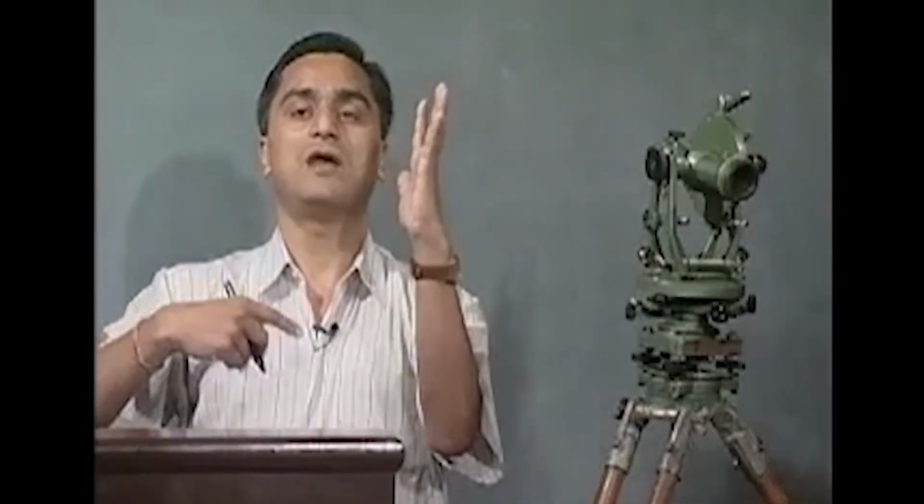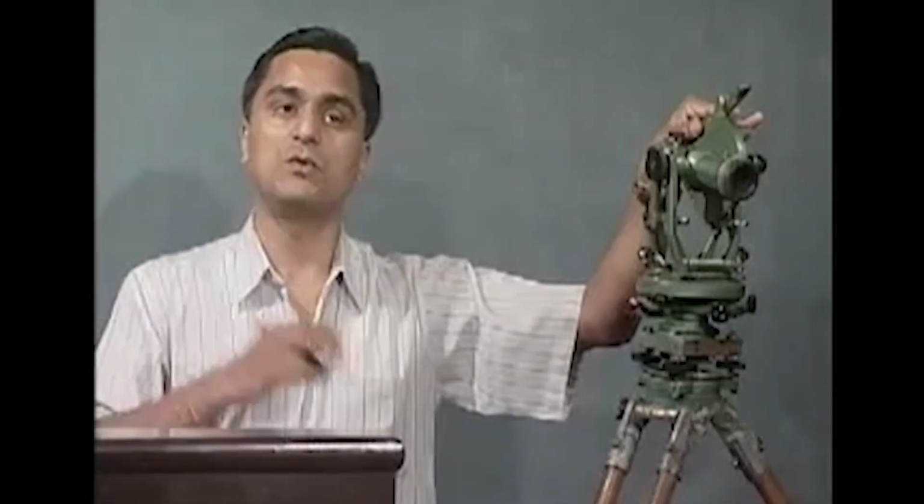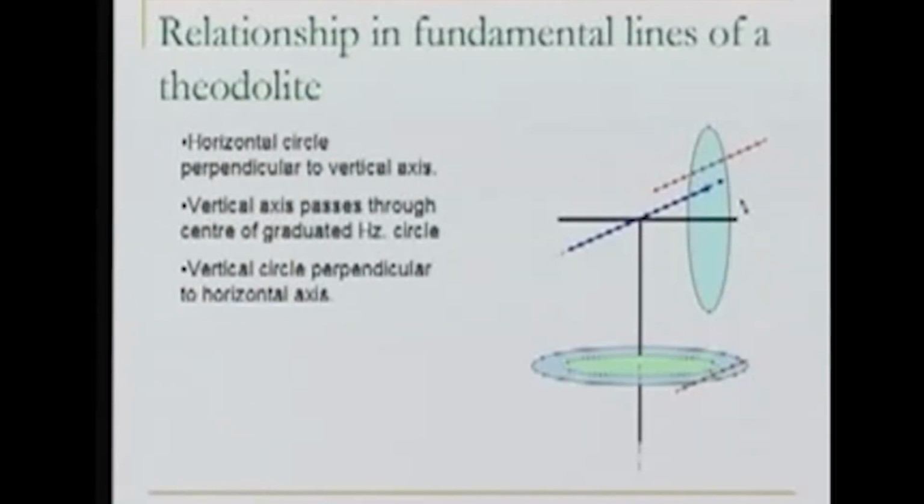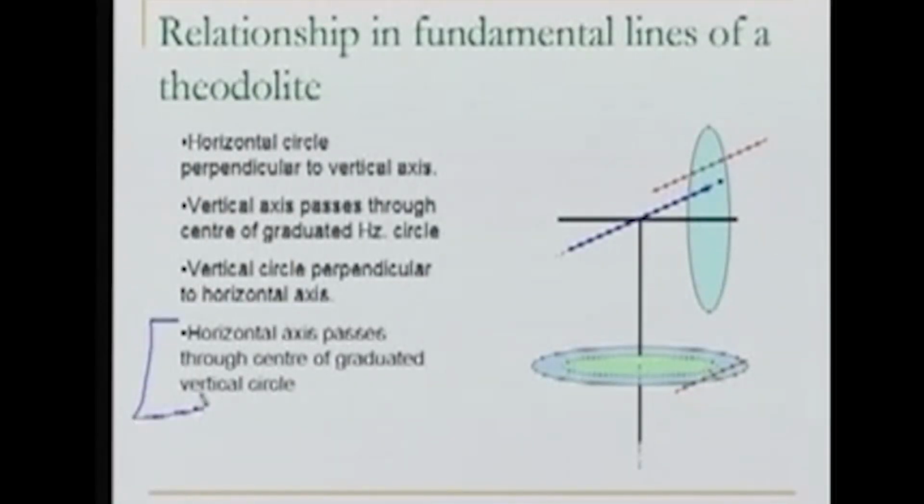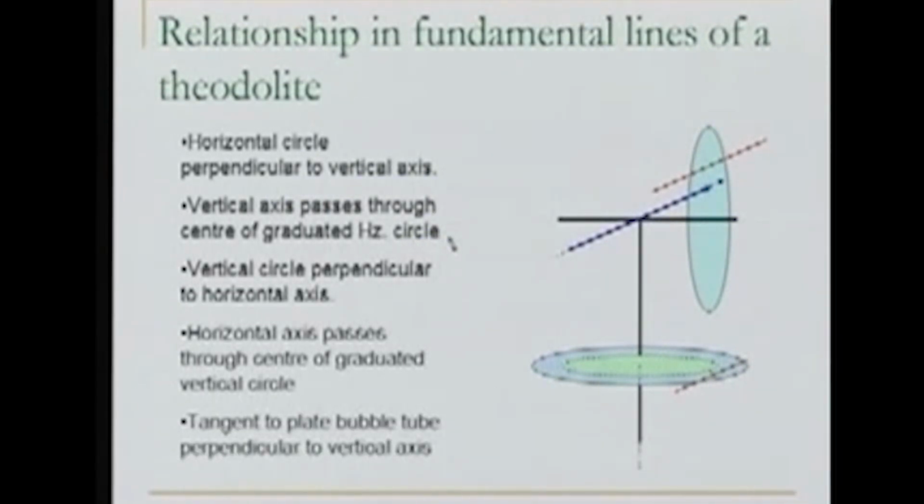If it is horizontal, then our vertical circle will be vertical, and we want it like that because we are observing all the angles in the vertical. So in order to measure the vertical angles, our vertical circle should be vertical. This is why this relationship. This one is the same as this: for this graduated vertical circle, its center should coincide with the horizontal axis. Why is it so? The reason is the same as we discussed here.